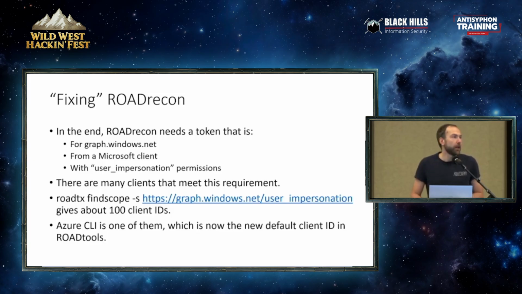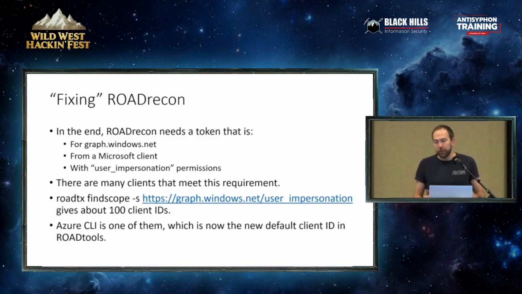Fortunately for us, there are a lot of apps that actually have this. roadtx has a large built-in list of all the Microsoft apps and what kind of permissions they have. You can use that with the find scope command. There's also a UI for that on entrascopes.com, and there you can figure out what kind of Microsoft apps have what kind of permissions. So we can just borrow one of these client applications that Microsoft publishes. I think there's over 100 of them that have the permissions that we need, so we can just pick any of those, and most of them still work.